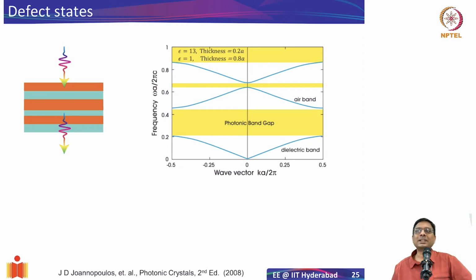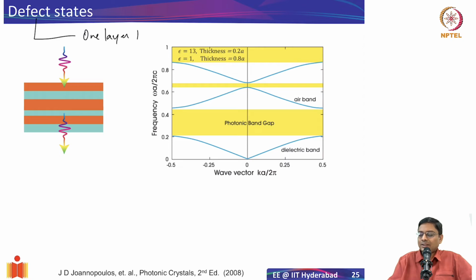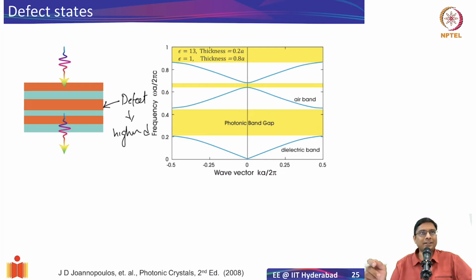A defect could be a change in the thickness. One layer in the stack has a higher thickness. Basically, the thickness, we call it D, increases. So let's say this is my defect layer because it has higher thickness than the rest, higher D than the rest. The other stack continuously has the same periodicity, but just one layer has a higher thickness.